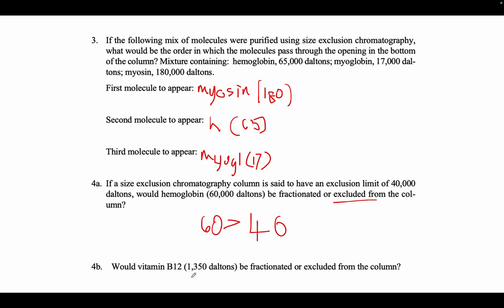Would vitamin B12, which is 1.3 kDa, be fractionated or excluded from the column? Again, the exclusion limit is just saying that anything bigger than this will be excluded from the column. Obviously, 1.3 kDa is much smaller than 40 kDa, and so vitamin B12 will be fractionated by this column.